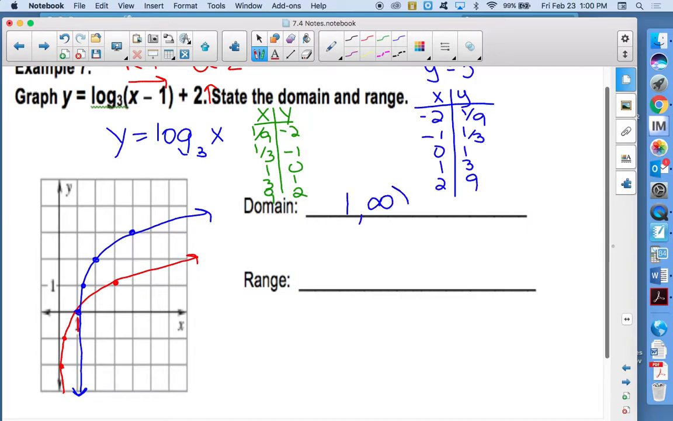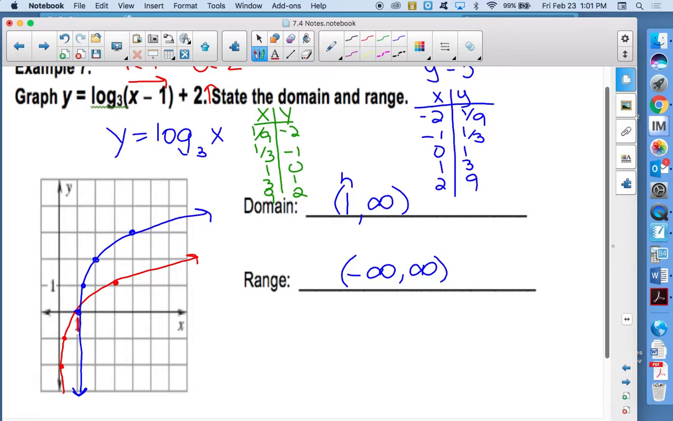So the graph has moved now, and it's just after x equals 1. The range is negative infinity to positive infinity. This time the domain is changing because it's moving to the right. Because of that x minus 1, that's your h value, that changes the domain. That's what's shifting the domain to the right.